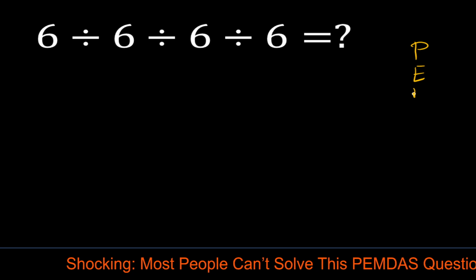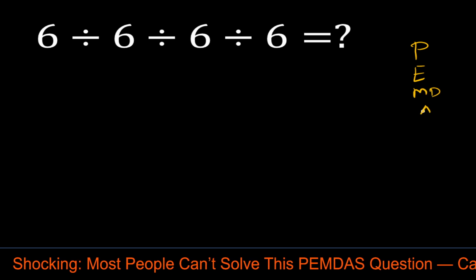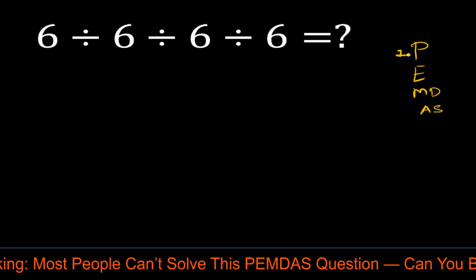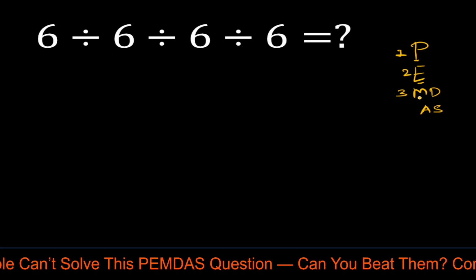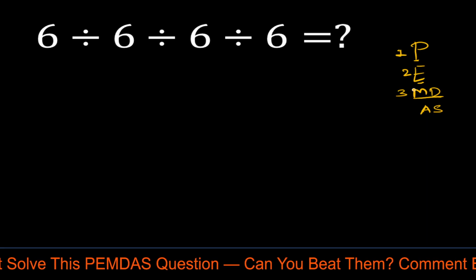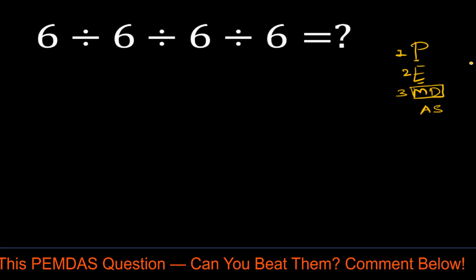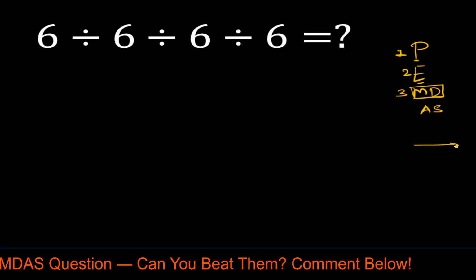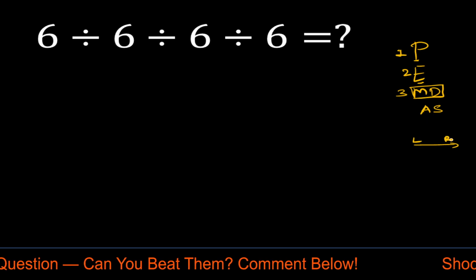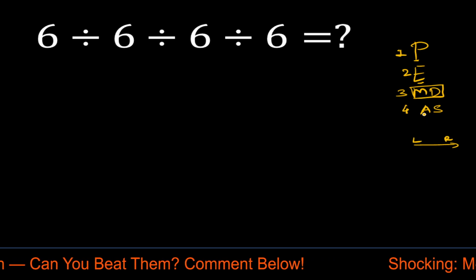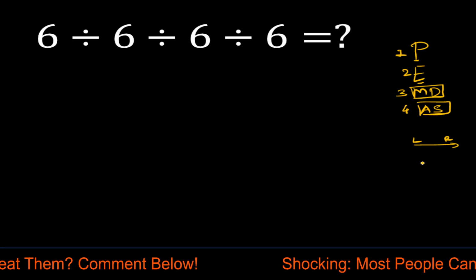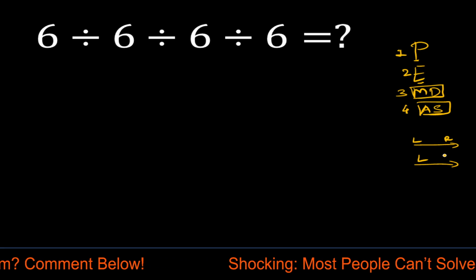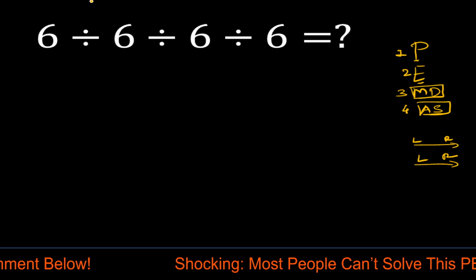PEMDAS. According to PEMDAS, first priority is parentheses, second priority is exponents, third priority is multiplication and division. Here multiplication and division both have equal priority. So we have to solve it from left to right. And fourth and last priority is addition and subtraction. Also addition and subtraction both have equal priority. So we have to solve it from left to right.